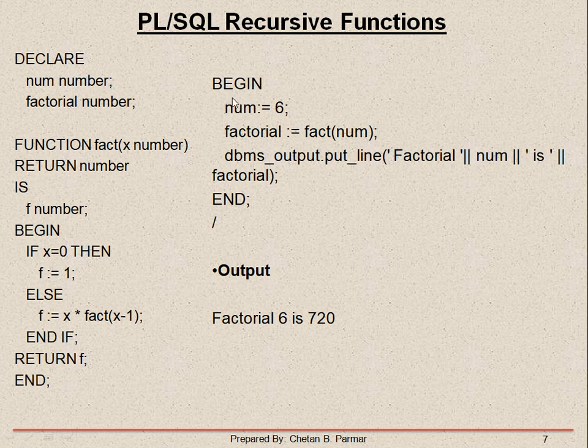Then the begin section of the PLSQL block. Number is a 6 value and factorial is a variable name here in the PLSQL block. Then function name fact, passing value num here. So ultimately 6 is passed here, generating a factorial value using the recursive function, and this output will be displayed here by using dbms_output.put_line, and terminate and execute the PLSQL block here. So ultimately you got the output 720, which is the factorial of 6.